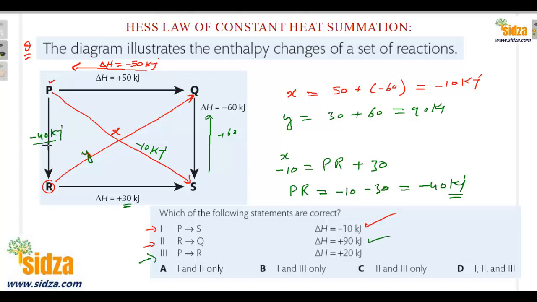Heat loss is 40 kilojoules. So that means the third option is not correct. Only the first and second options are right. The first and second are right, and the third one is wrong. Hope you got the concept.